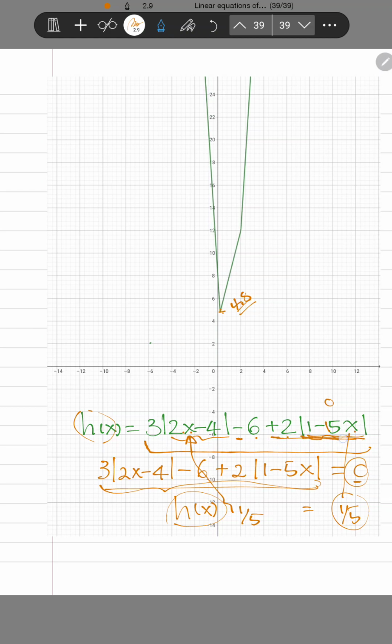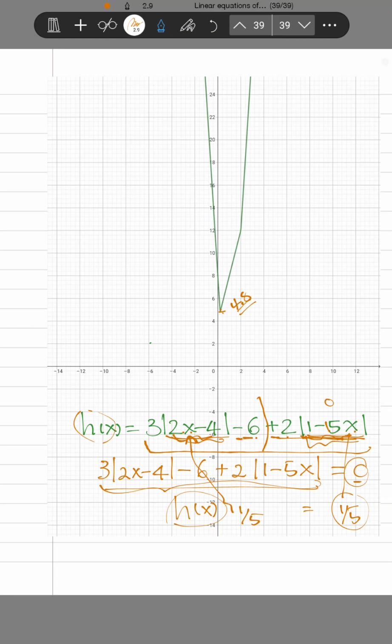So 1/5 here will make this part 0. Yes, of course, 2 times 0 is 0. Now we only have to subtract 6. But 1/5 here will not make this one 0. It makes it 2 times 1/5, which is 2/5, minus 4. 2/5 minus 4 is negative, but the absolute value will give it positive. I have to multiply it by 3 and deduct 6 afterwards, if I take 1/5. So making this one 0 is not necessary to give you the minimum value, nor is making this one 0.